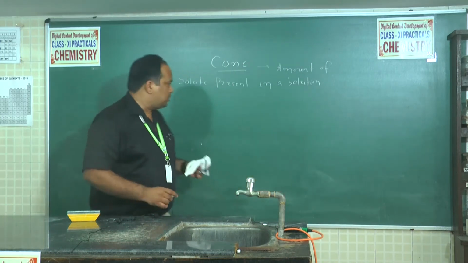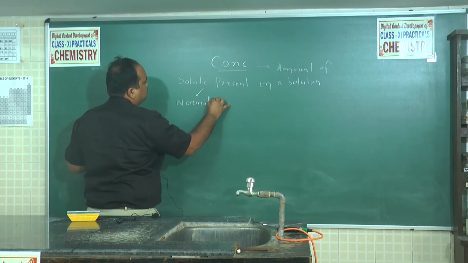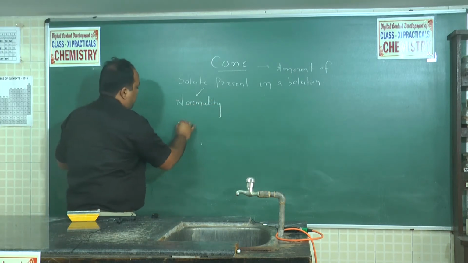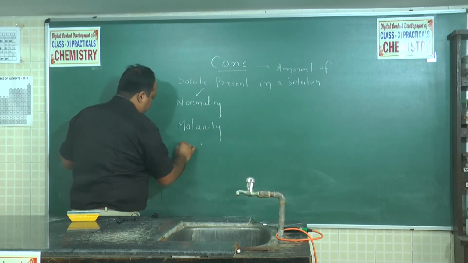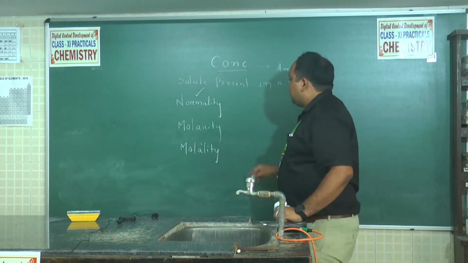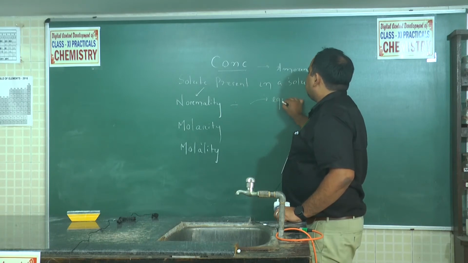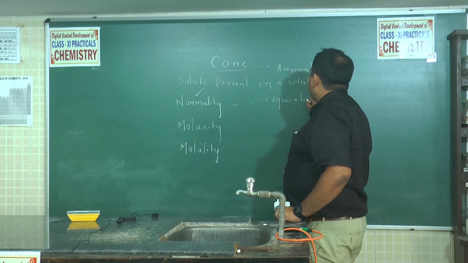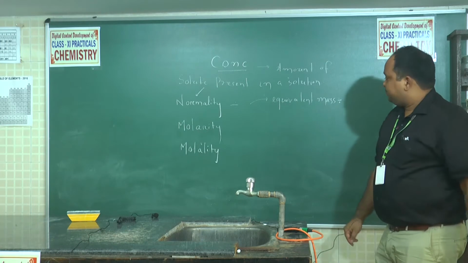Next, how can you measure the concentration? The concentration measurement we do by some terms which you will use in your titration process: normality, molarity, and molality. Before proceeding to normality, we have to know what is equivalent mass and how to find the equivalent mass.